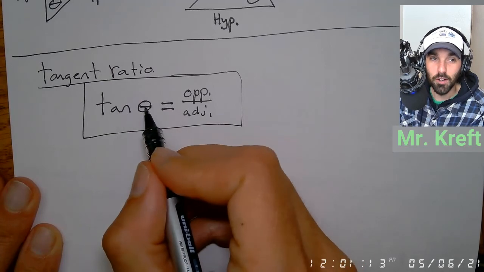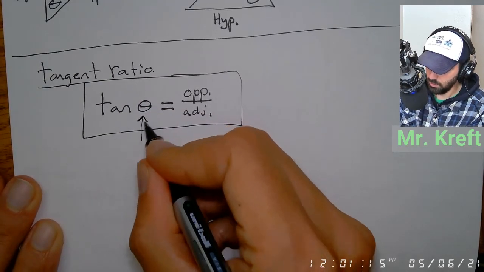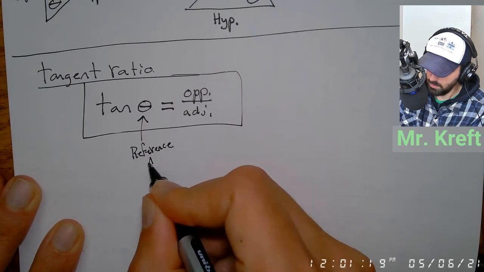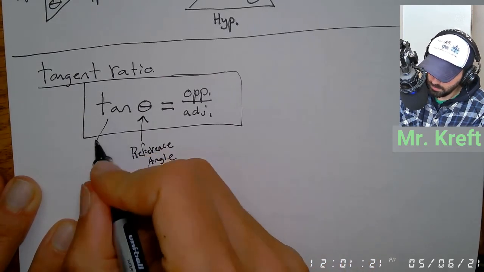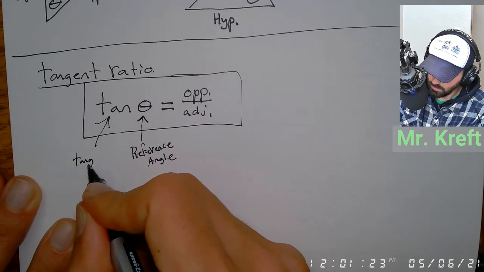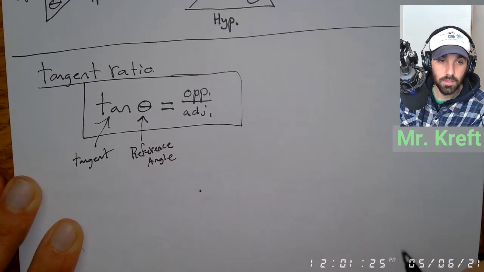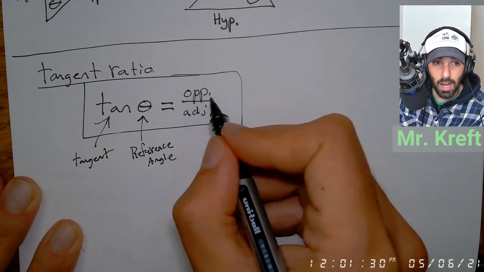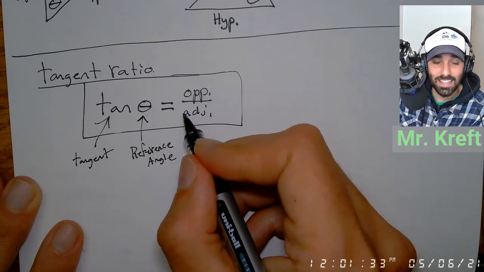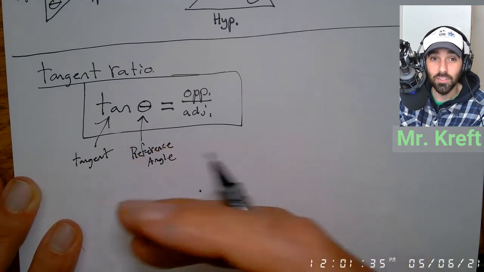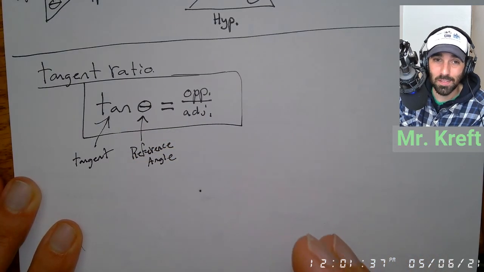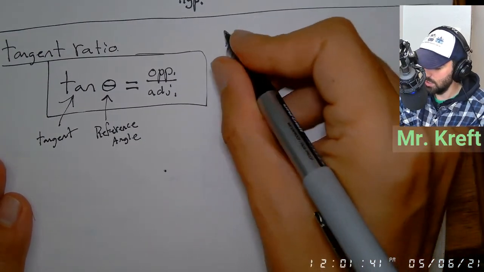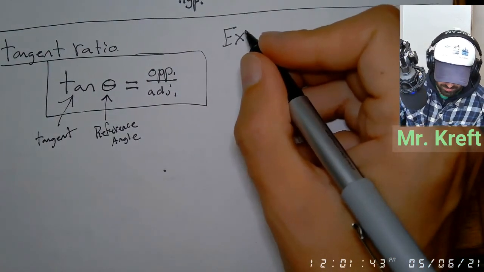So it's tangent of your reference angle, so this is the reference angle, and this is tangent, and then this is the sides of the triangle. It's the opposite side over the adjacent side. So it's a function, and this function is how we're going to be solving for things. So first, let's do an example of this.